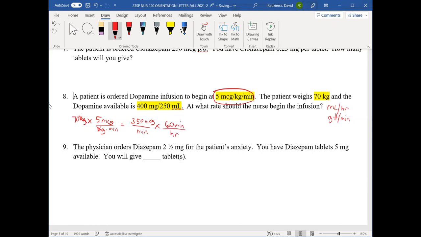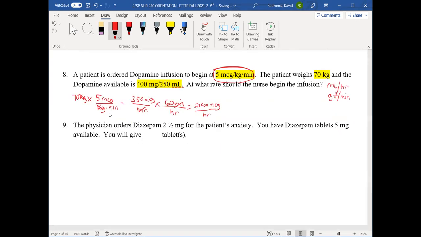Again, there's a variety of ways to solve these types of questions. I'm just telling you what I would do, and as long as you're getting the correct answer, then you're doing it right. Hopefully I can give you some confidence in that. All right, so 350 times 60 will give you 21,000 micrograms per hour. All I did there was convert minutes to hours.